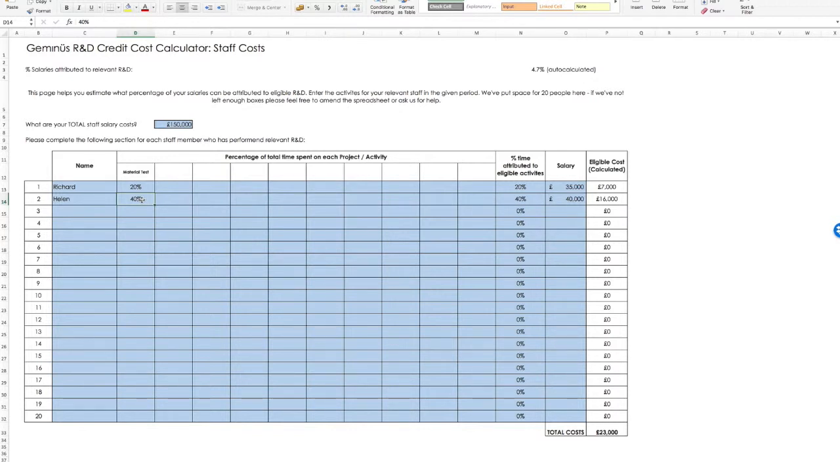And this is where you've got to be very, very clever and careful with your guesstimates, because that's what they are. If you've got timesheets and you can substantiate that 20% clearly, absolutely fantastic, super. But not many people have that sort of level of information. So you need to be putting figures in these boxes that you could easily defend in a discussion with HMRC.